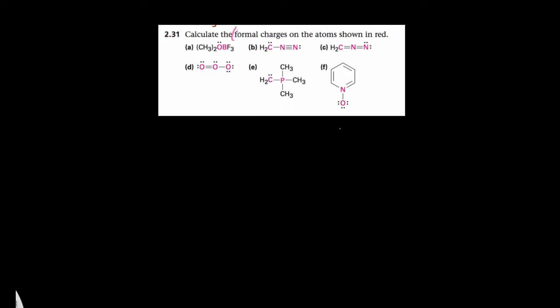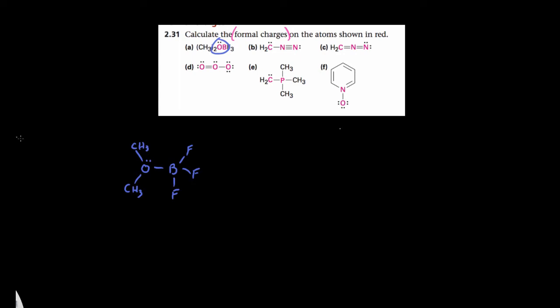Formal charges. Calculate the formal charges on the atoms shown in red. We have this molecule here, CH3, CH3, and there's OB, and it helps to draw out the entire molecule. I'll show you why. We have this lone pair on oxygen, so we want the formal charges on oxygen and boron in this molecule.